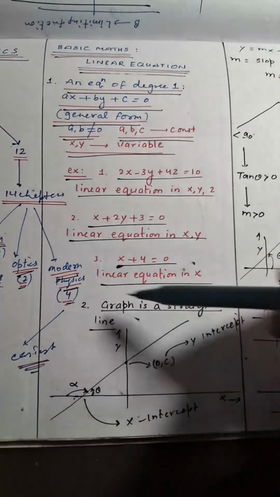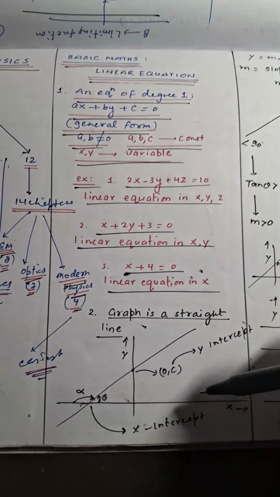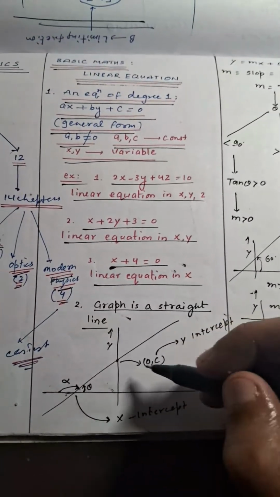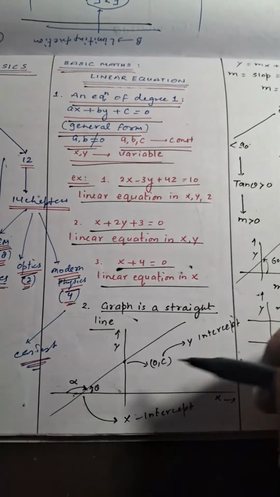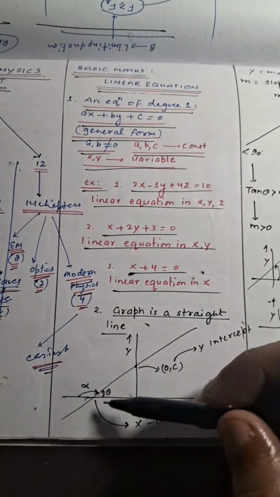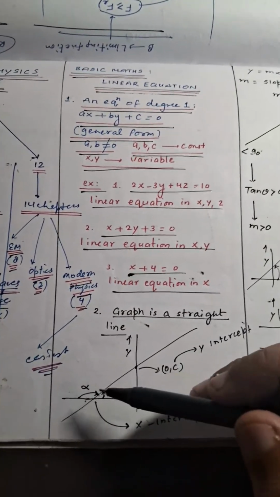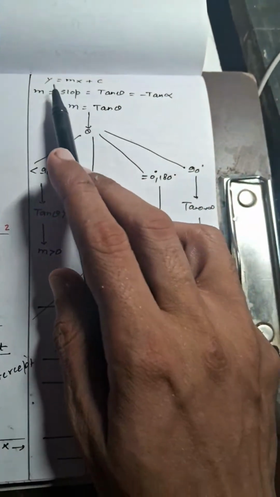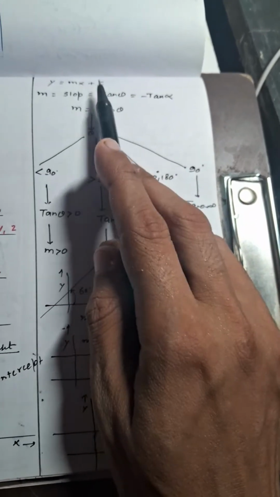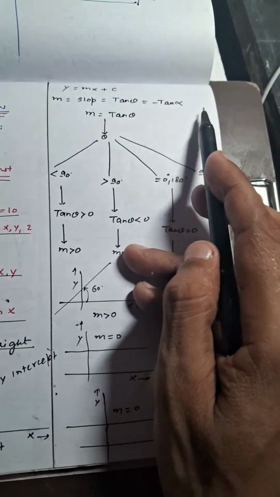Now there is another analysis. If we have a linear equation involving two variables x and y, then if we plot the graph, it comes out to be a straight line. And suppose it intersects the y-axis at (0, c). So c here is called the y-intercept, and the point where this line intersects the x-axis is called the x-intercept. And suppose this line makes an angle theta with the x-axis in anti-clockwise sense and alpha in clockwise sense, then we have the equation y is equal to mx plus c, which is a standard equation of this straight line. Here m and c are constants, and m is called the slope, which is equal to tan theta and which is also equal to minus of tan alpha.